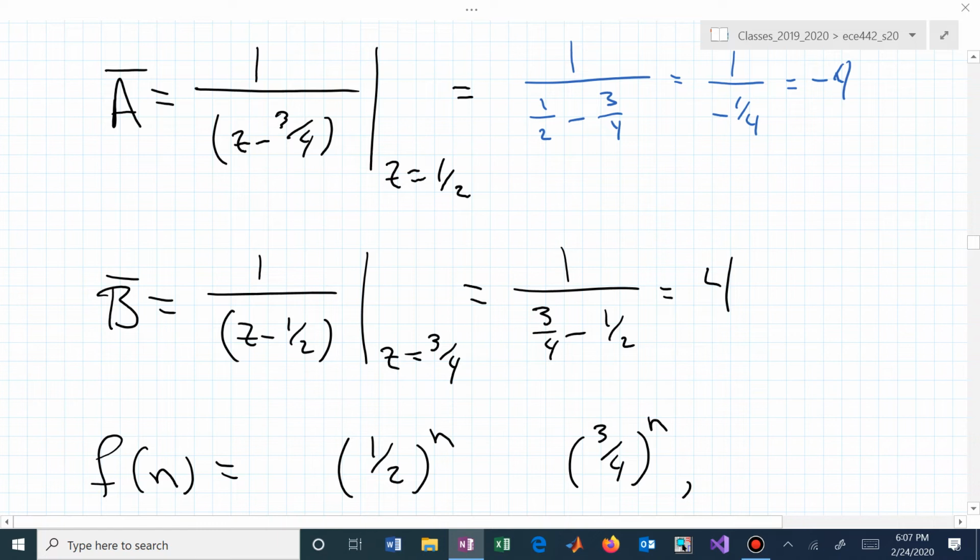That now allows us to write down what f of n is. The a bar was the coefficient associated with z over z minus 1/2. That's now the minus 4. The b bar was weighting 3/4. And that was when n was greater than or equal to 0.